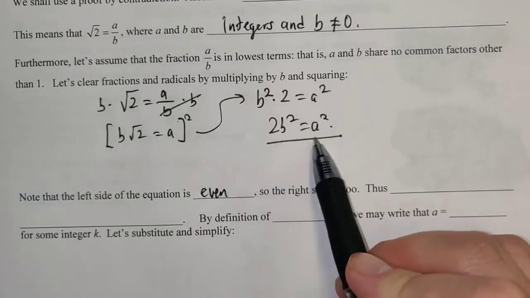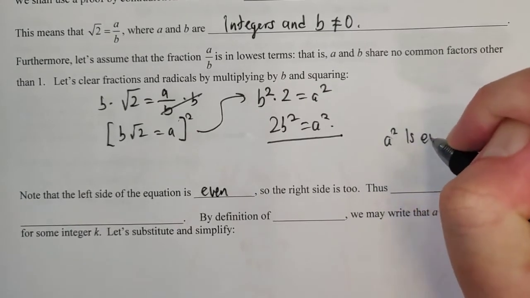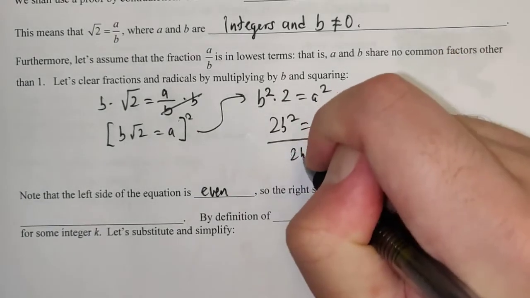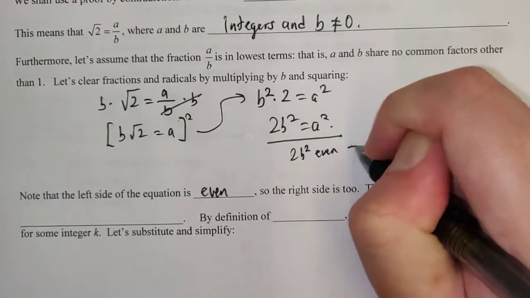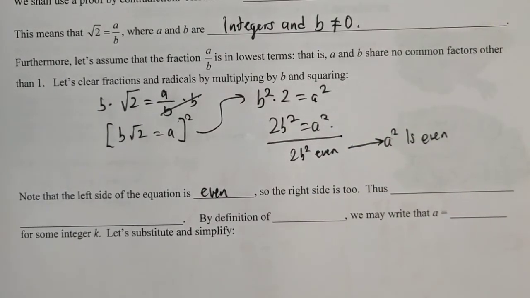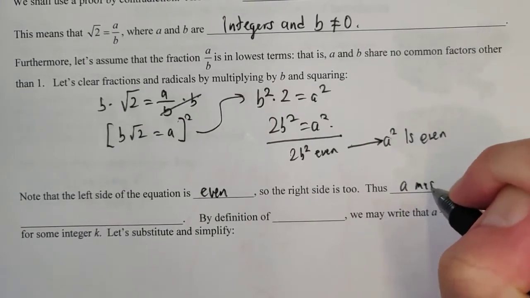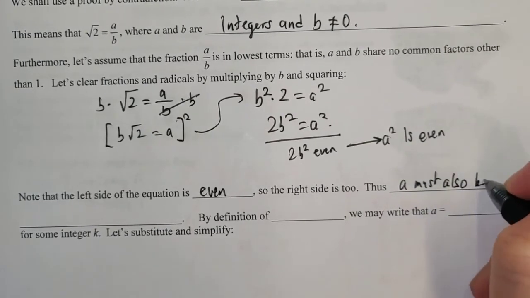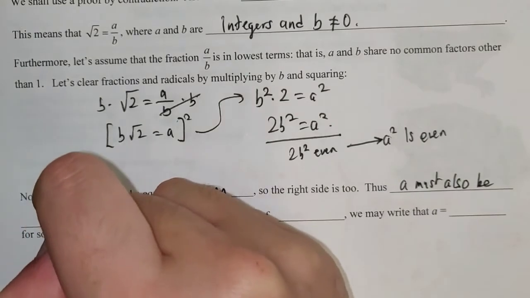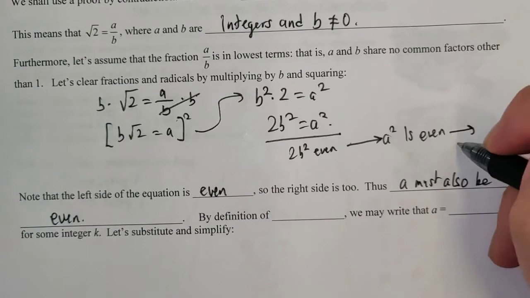Therefore, I now know that a squared is even. So we have 2b squared is even, and that implies that a squared is even. If you're multiplying a number by itself and it's even, then there's only one possibility: that original number is even. Thus, a must also be even. So this allows us to chain this into the fact that a is even.